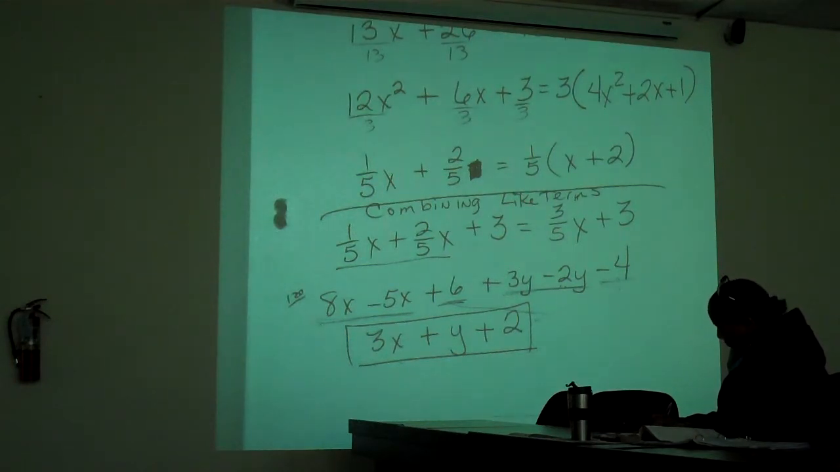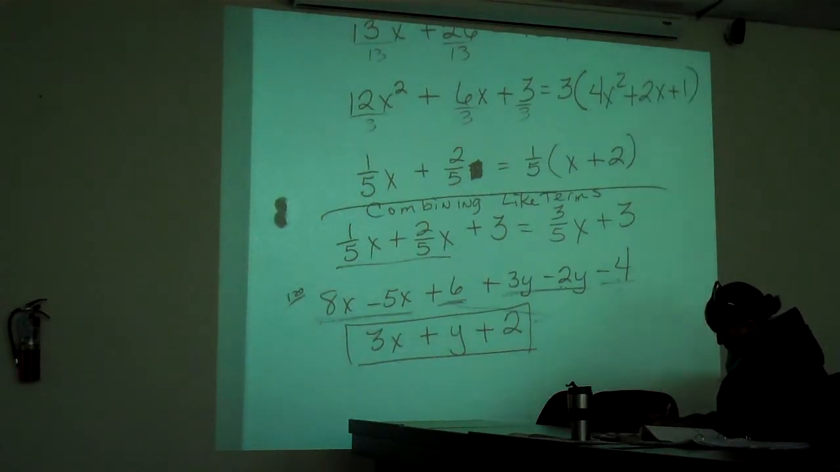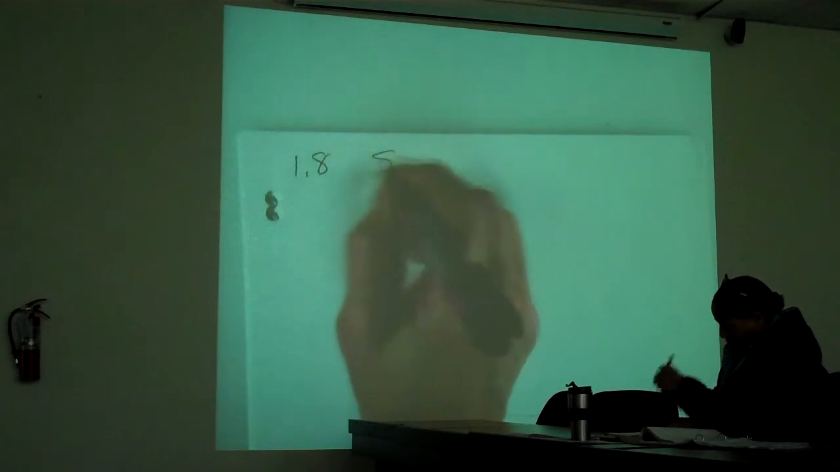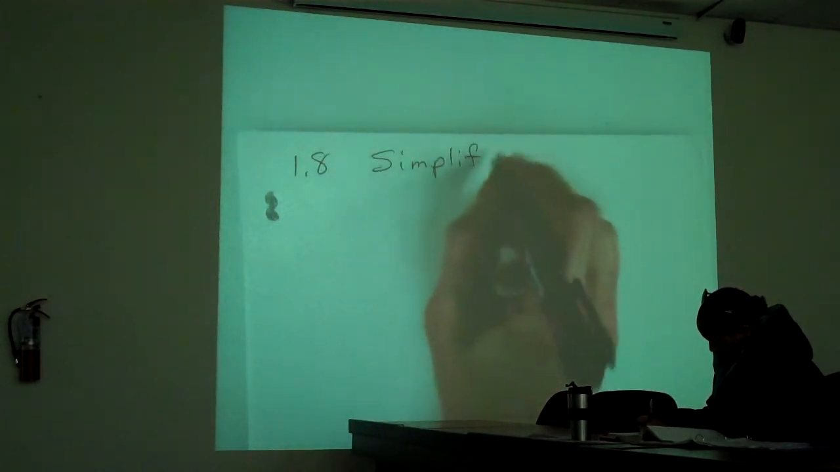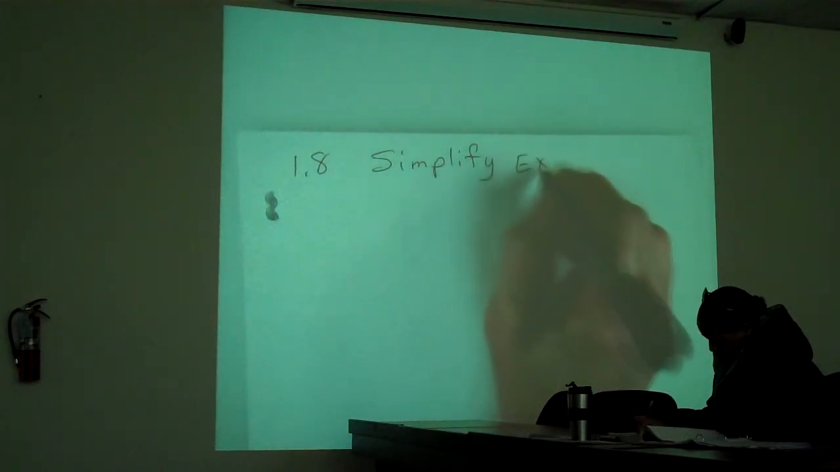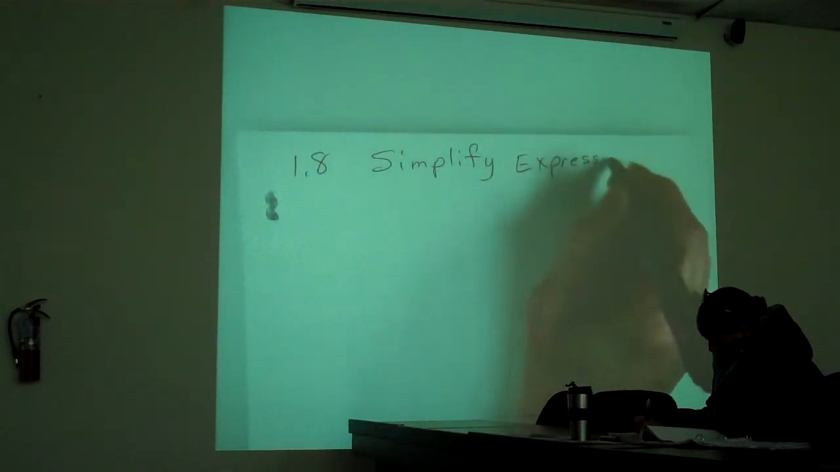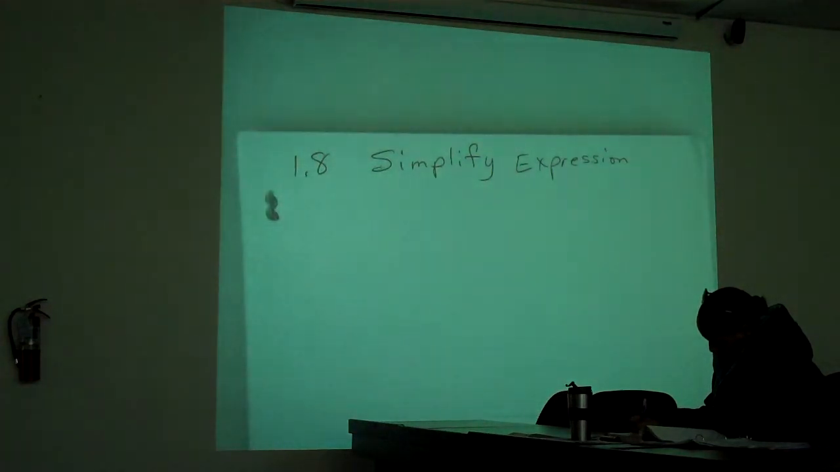Okay, that's all of 1.7. We'll go to 1.8 now. Simplifying expressions and order of operations. Okay, simplifying expressions. We were kind of simplifying stuff when we were adding like terms. Simplifying expressions. Let's see what they want you to simplify.